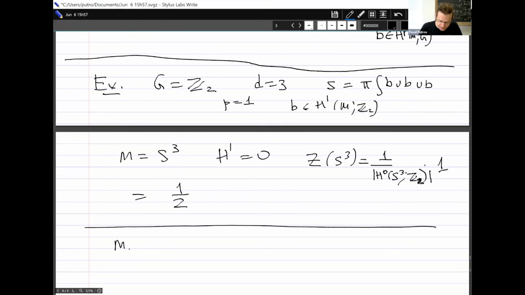And another example is M equals RP^3. As we saw earlier, the cohomology ring of RP^3 is Z2 of, let's say, X.